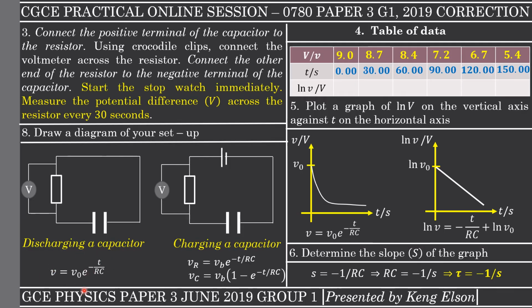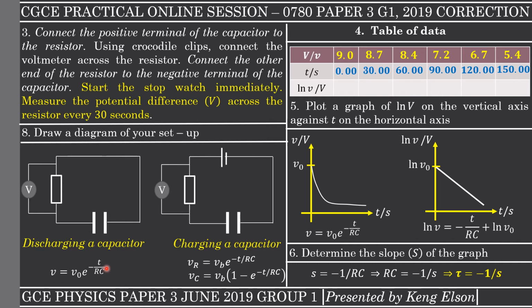The voltage is equal to the initial voltage times e raised to the power negative t divided by RC. This voltage is the voltage at a certain time t. The initial voltage is the initial voltage of the capacitor, and RC is the time constant, where R is the resistance of the resistor and C is the capacitance of the capacitor.